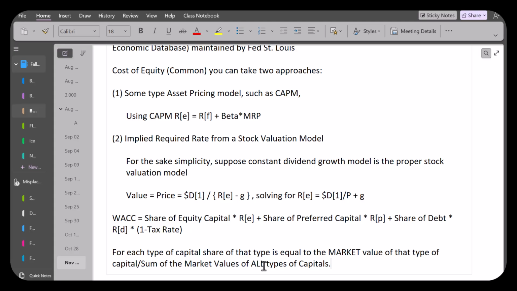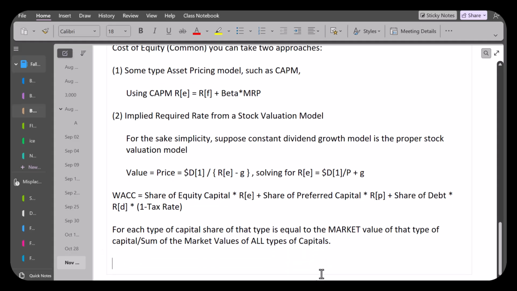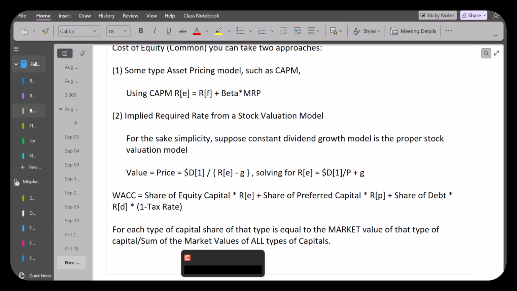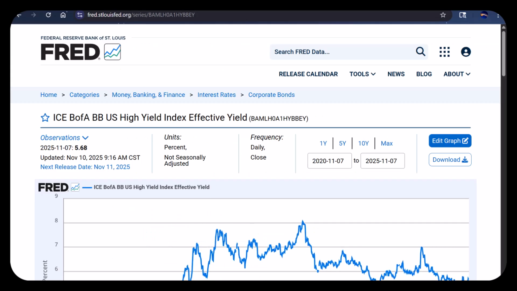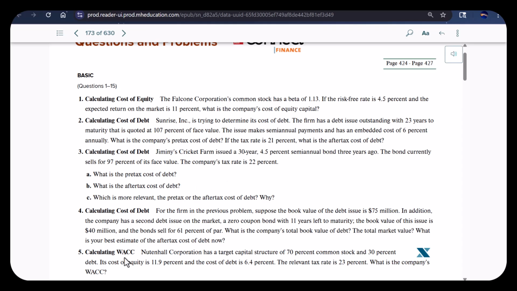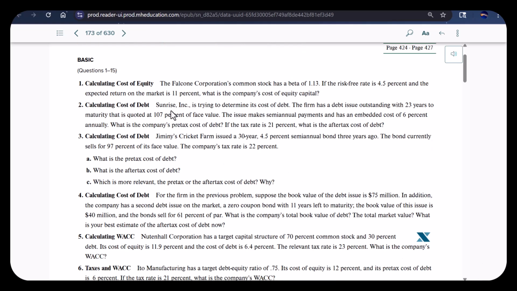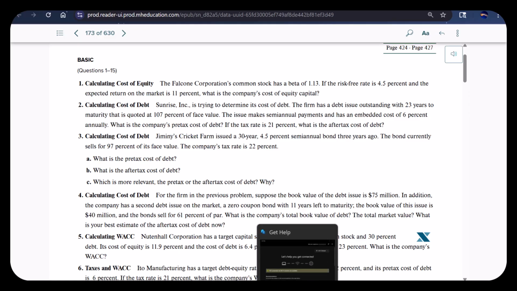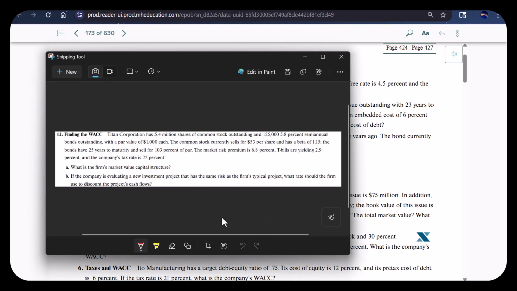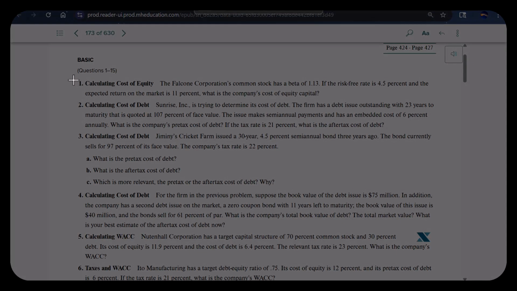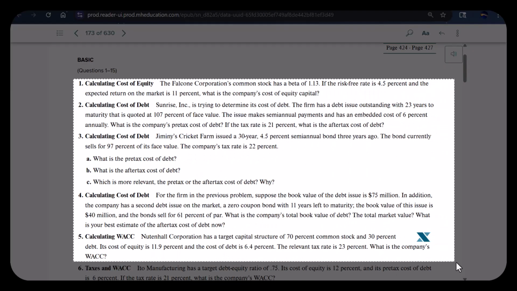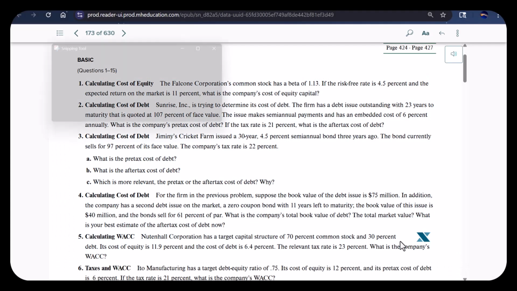So let's do a few problems just to illustrate. I'm gonna copy these first five. Unfortunately, this app doesn't allow me to copy the text directly, so I'm gonna have to use my snip, which essentially takes a picture of the selected region, copy. Okay.